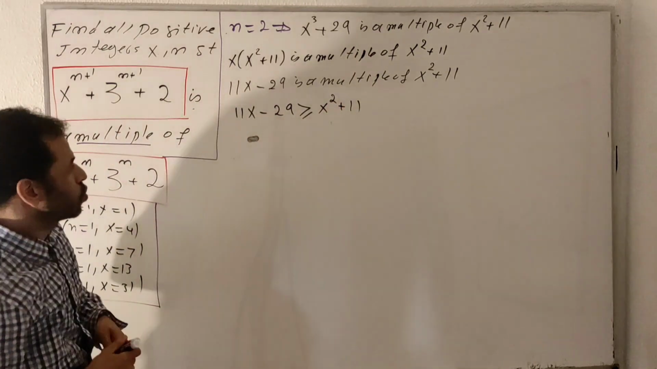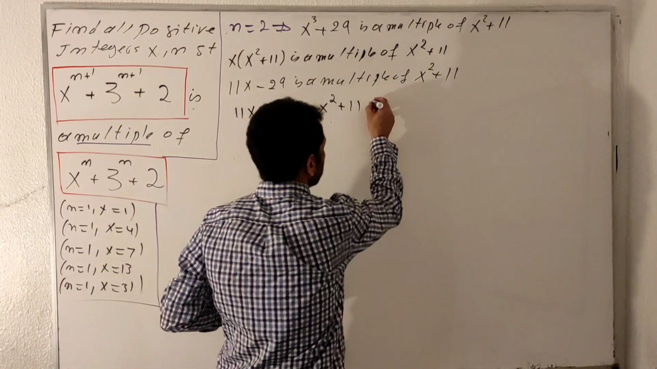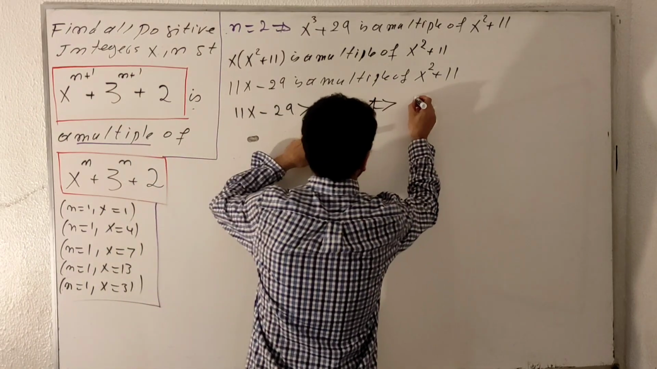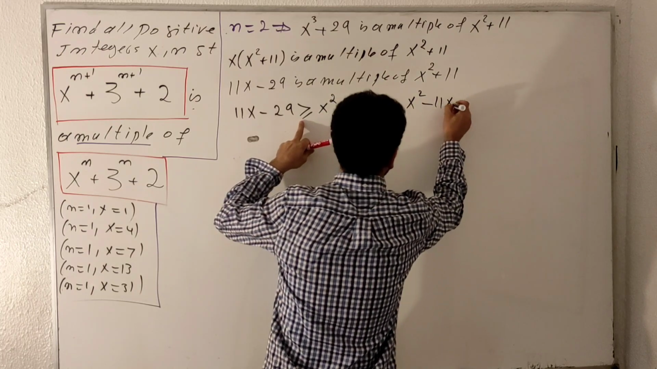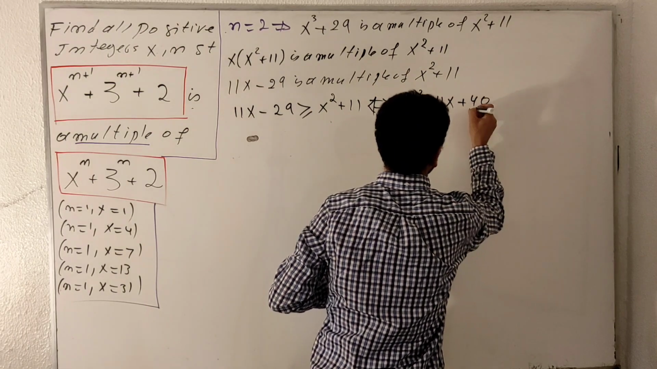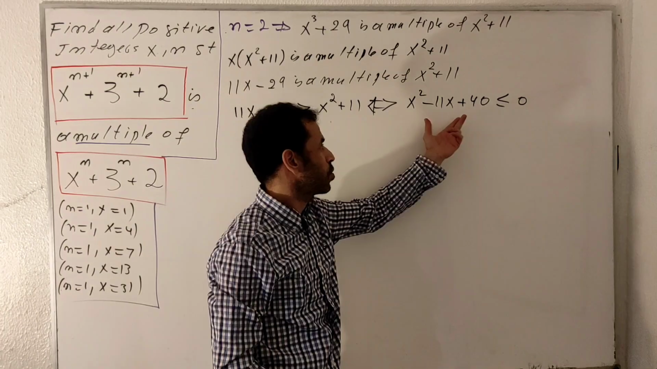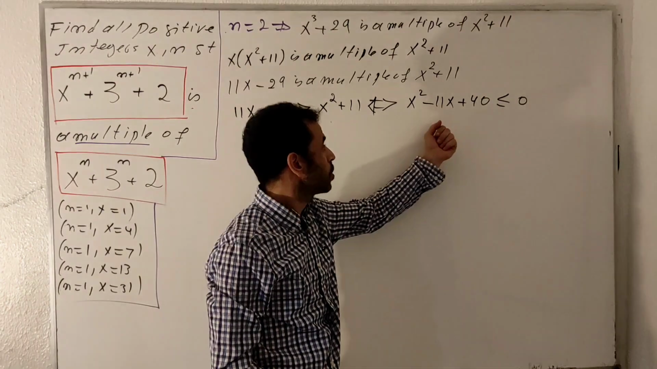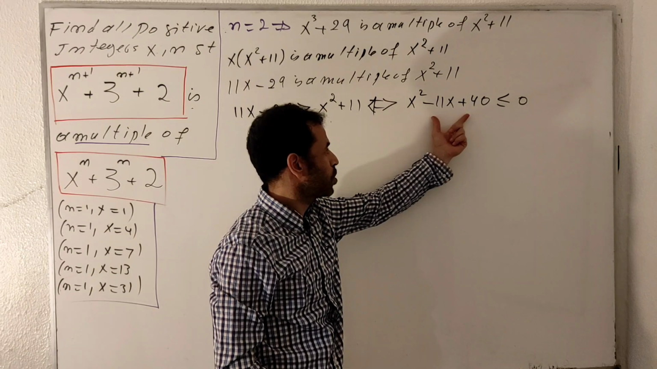Now I'm going to take all this stuff to the right side of this inequality. This is the same as x squared minus 11x plus 40 is inferior or equal to 0. Now the contradiction starts showing up, because I'm going to prove this one is strictly superior to 0.